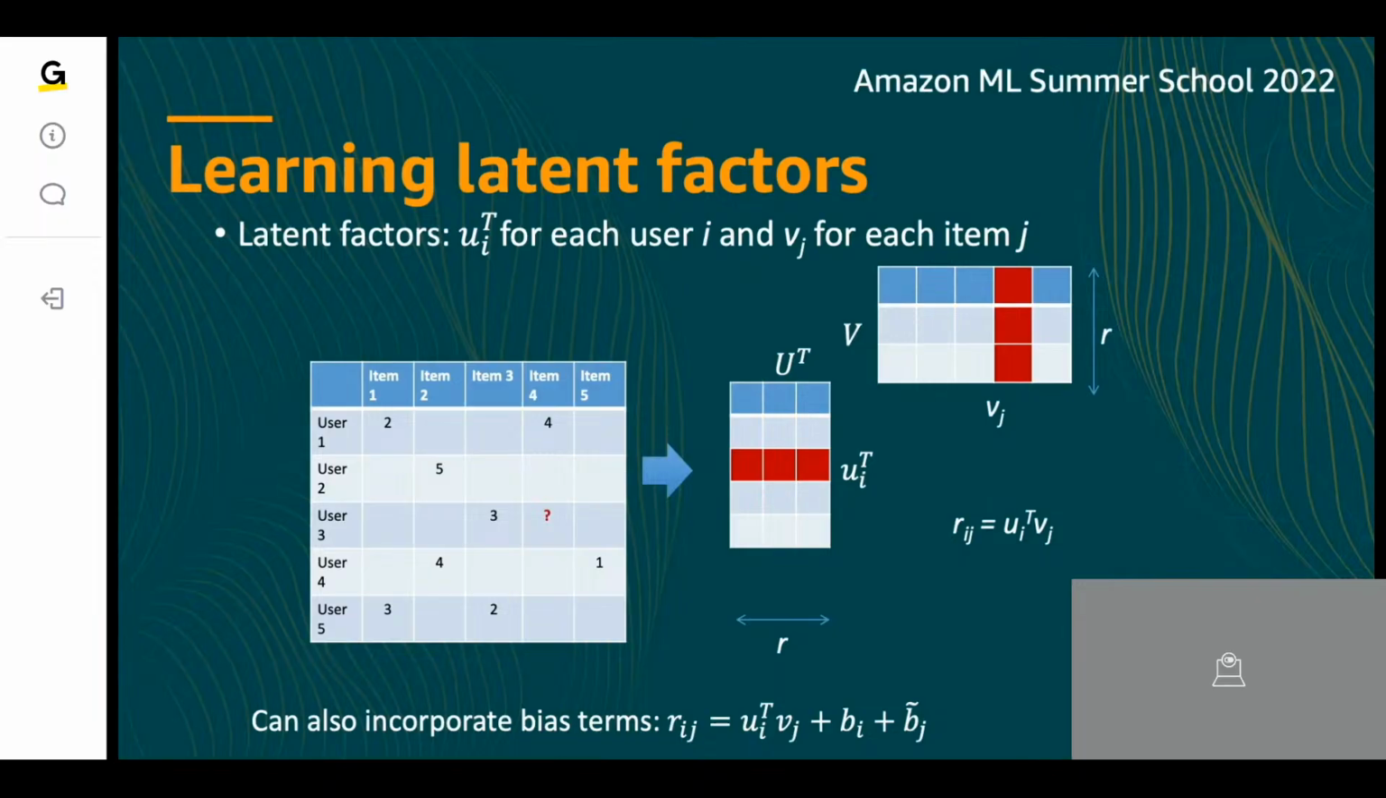Now let's come to the discussion on learning of these latent factors. So think about it this way: you're given a problem of user cross item interaction, right? The users have bought certain items, and let's assume that this is the interaction matrix that's giving you an idea of what is the rating that a user has given a particular item. So in this particular case, user 3 bought item 3 and gave it a rating of 3.